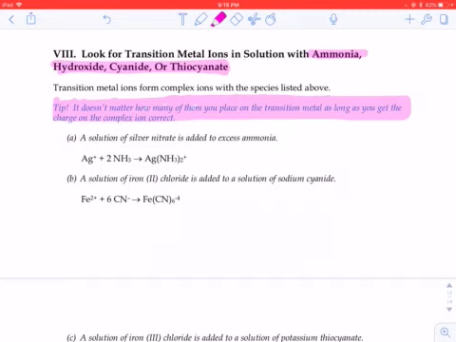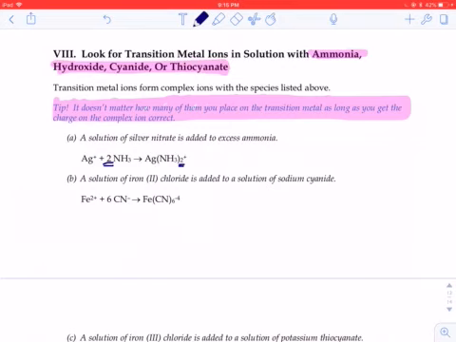If you have a transition metal, silver, around any of those other substances, ammonia, hydroxide, cyanide, thiocyanate, it can combine together and make this complex ion. It doesn't matter how many of them you place on the transition metal. It doesn't matter that this was a 2 here. You could have made it 3 ammonias, or 4 ammonias. The number of them doesn't matter. What does matter is that you make the charges balance on both sides of the reaction.